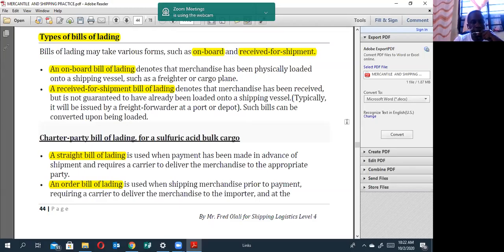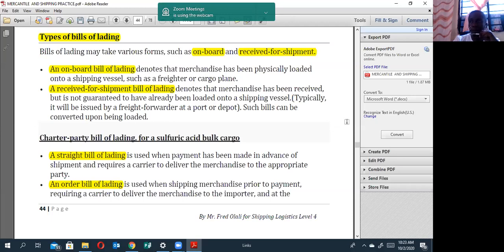Morning, ladies and gentlemen. We want to continue with our class, and today we are going to talk about the various types of bill of lading. We want to see how many types of BL we have which are being used in international trade, because international trade involves a lot of paperwork, and for me to know that this cargo belongs to you, you must produce the papers.